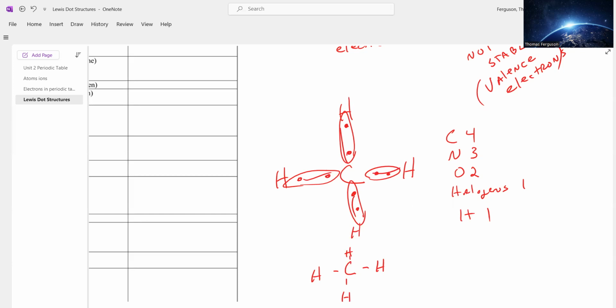Okay, so let's do another example. Is everyone okay with this guy? All right. This is a really good one to start on because there are no double bonds. It's only single bonds.